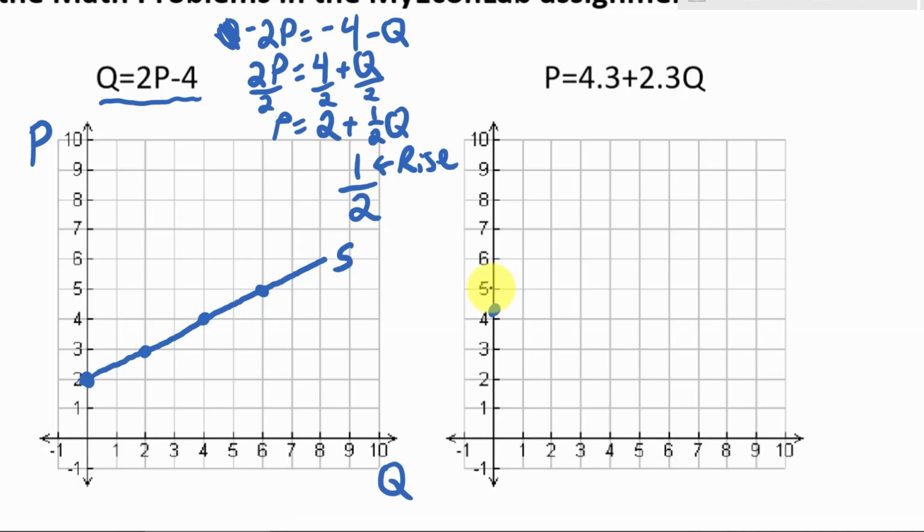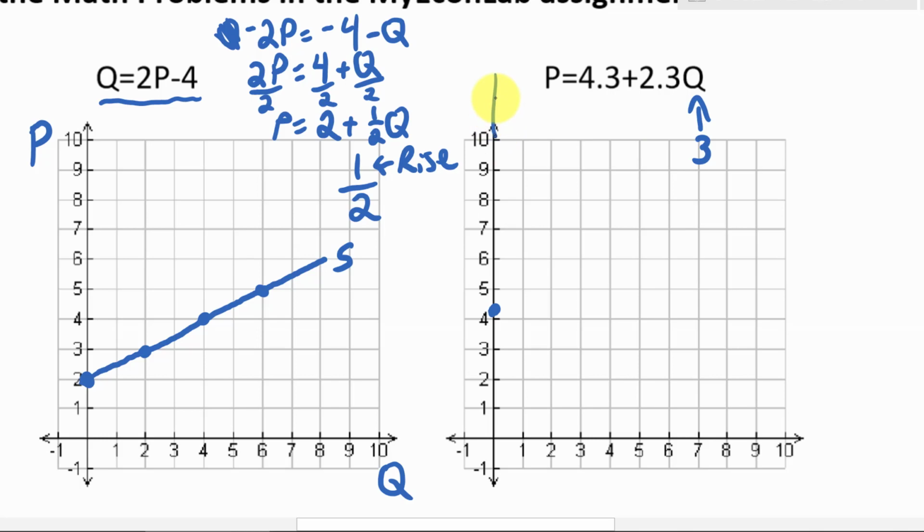What I would probably do instead here is go with the table kind of method. Maybe ask, well, what would happen if we plugged in 3? Why 3? Well, why not 3? Plug in 3 for Q there and just see what we get. 2.3 times 3. Grab our calculators, or we could do it in our heads. Looks like it's going to be 6.9. And 6.9 plus 4.3 gives us 11.2.